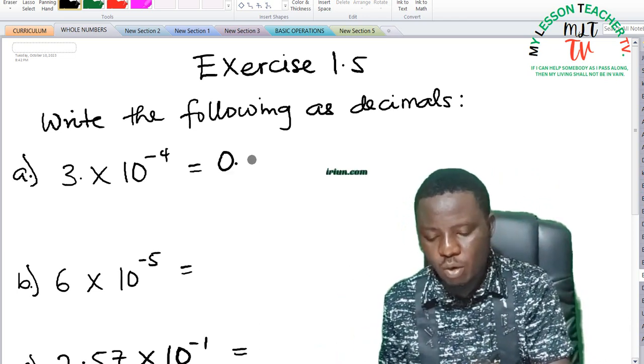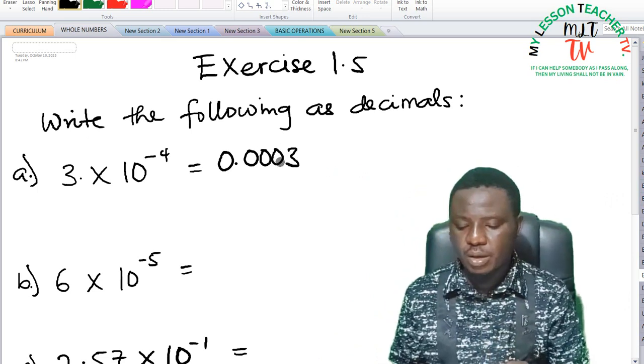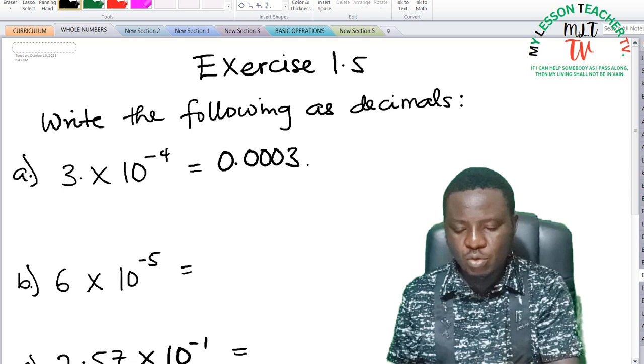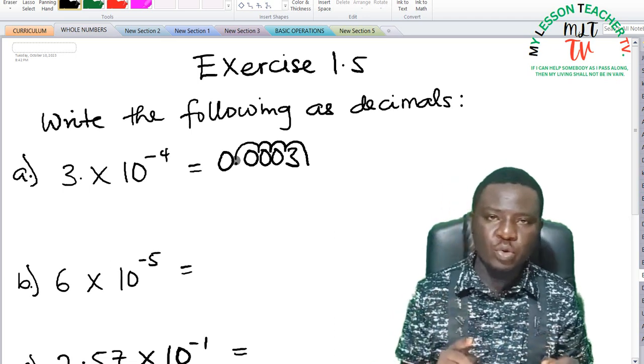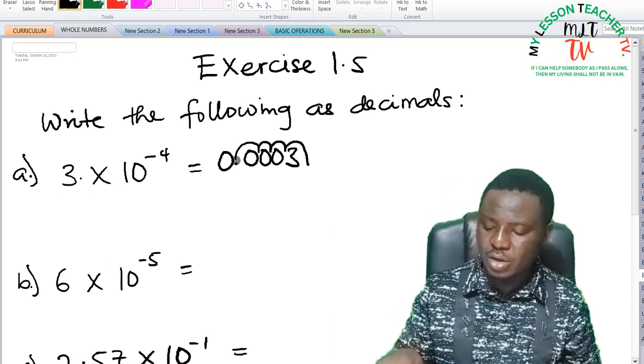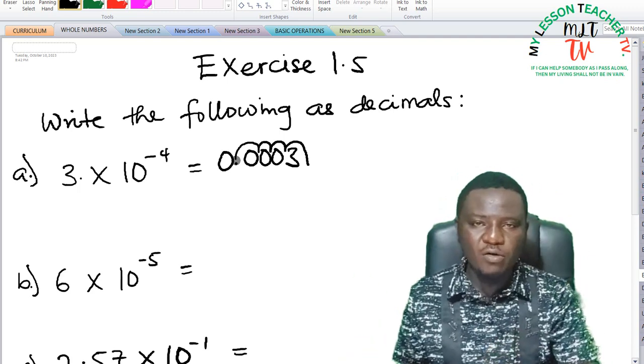So this is equal to 0.0003. Just like I said, if the decimal point is here, you move it 4 times, it gives you 1, 2, 3, and 4. So what you do is always subtract the number of digits before it and add that number of zeros.